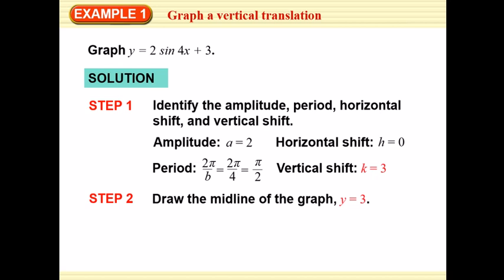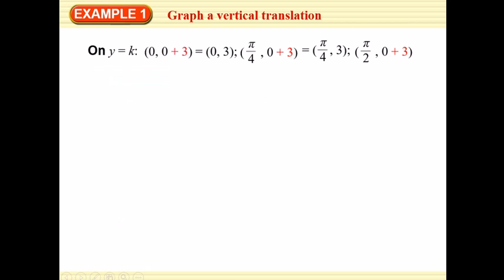Alright, so we want to draw a midline of the graph. Alright, and it is always helpful, I can draw a general sine of x here, and my midline of my graph is going to go up 3 units. Okay, so then find the 5 key points. Those are my 3 steps here.